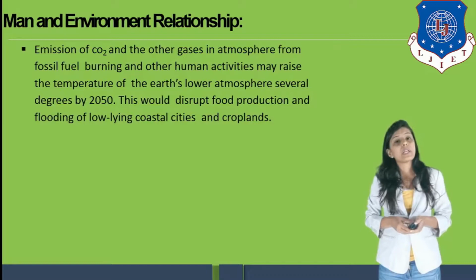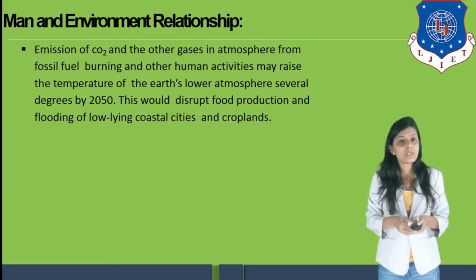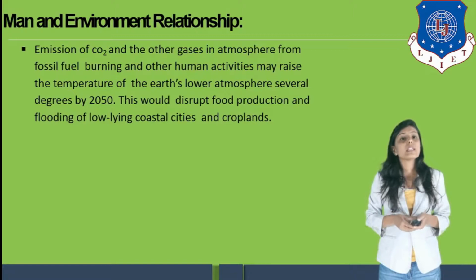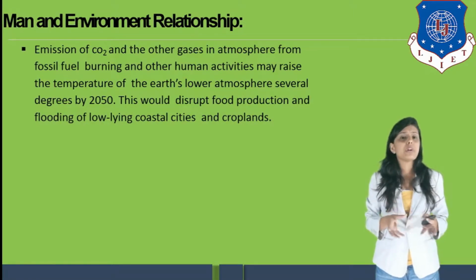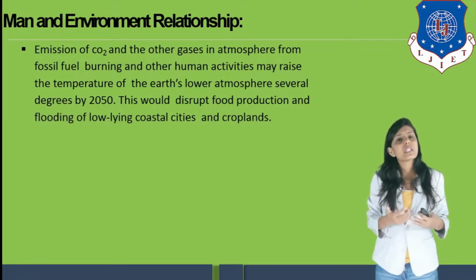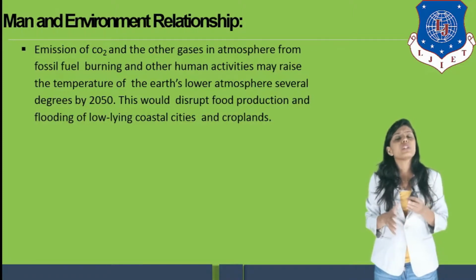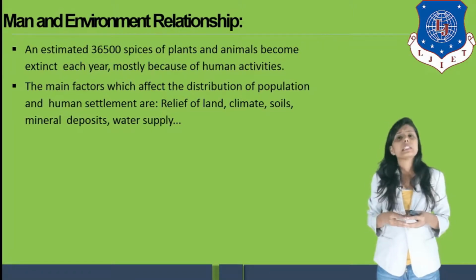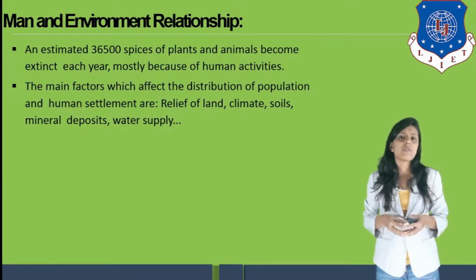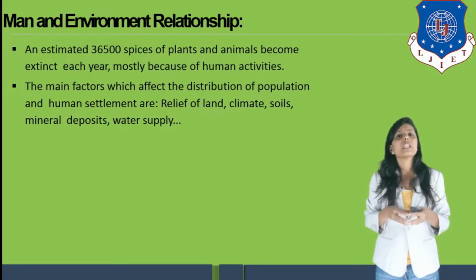So as the temperature increases, food production will reduce. By increasing 1 degree Celsius, 5% of food production is reduced. Already food production is less compared to the population of the earth, and if the temperature increases day by day, food production will reduce more and more. An estimated 36,500 species of plants and animals become extinct each year, mostly because of human activities.